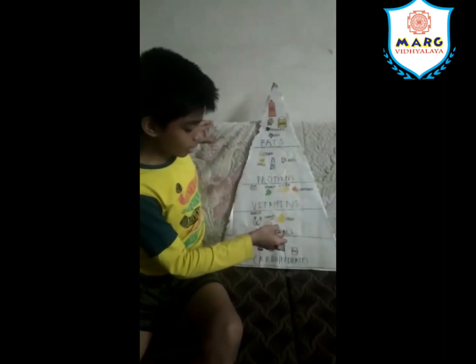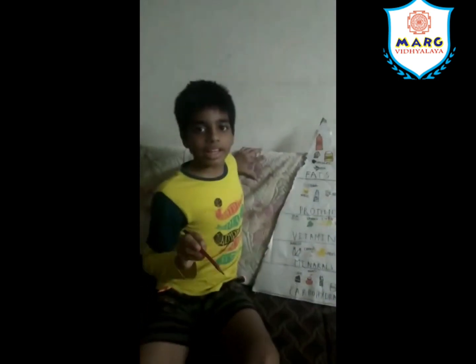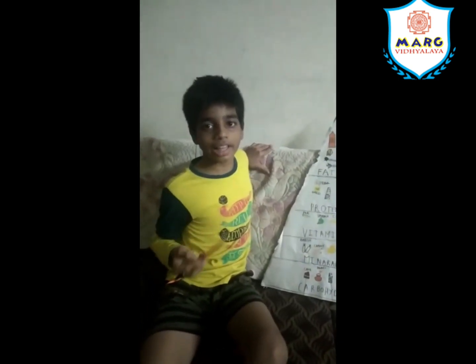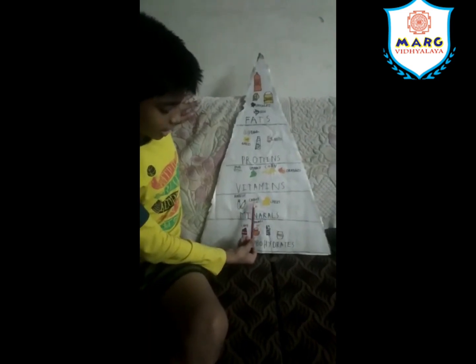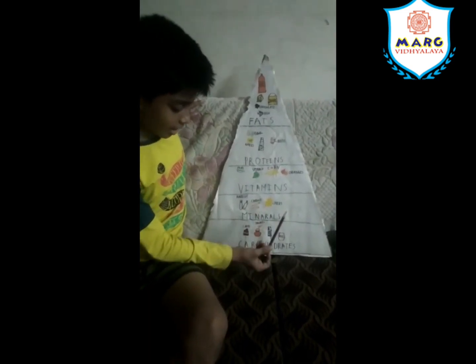Now we will see about minerals. The essential minerals for our health are iodine, calcium, iron, etc. The examples of minerals are radish, carrot, cheese, etc.